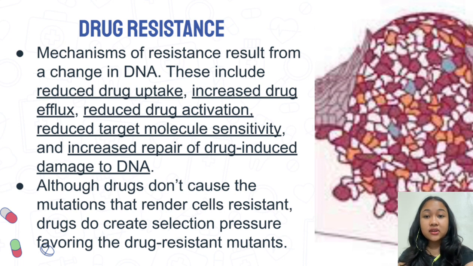Like in antibiotics, humans can experience cancer drug resistance. Mechanisms of resistance result from a change in DNA. These include reduced drug uptake, increased drug efflux, reduced drug activation, reduced target molecule sensitivity, and increased repair of drug-induced damage to DNA. Although drugs don't cause the mutations that render cells resistant, drugs do create selection pressure favoring the drug-resistant mutants. Meaning, if resistant cells are already present, the medication would kill the non-resistant cells, leaving the drug-resistant cells, and the drug-resistant cells will increase. Combination therapy is usually the response for this.